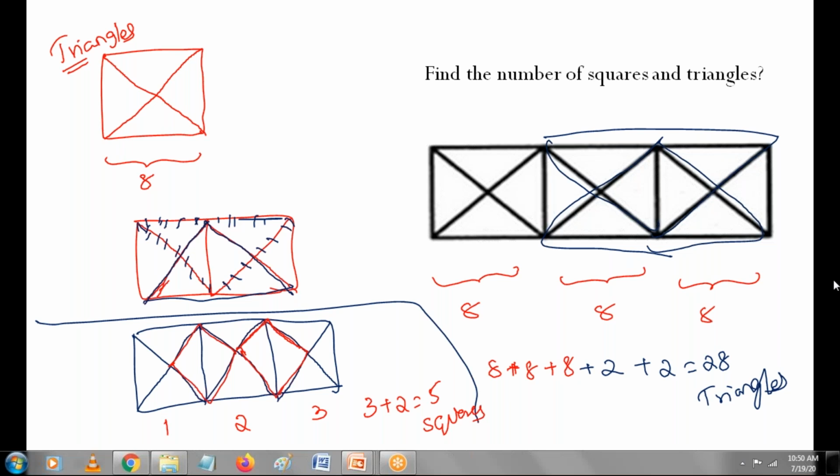Very good. Sir, yes, summary please. Sir, can we also take 1 to 2 as a square? A square together becomes a rectangle, right? Okay sir. Rectangle will come under a different count. Okay. Yeah, fine.